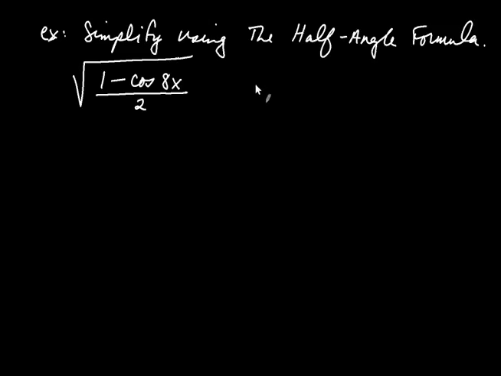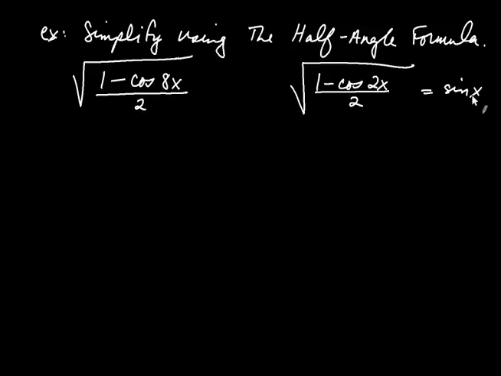Let's simplify using the half angle formula. The first thing I notice is it has a form that we recognize. It looks a whole lot like the square root of 1 minus cosine of 2x over 2. Now, I know that that's equal to sine of x. What's important to notice here is that whatever you have here, this is double that. It doesn't matter what it is, as long as you recognize that when you take this, you double it to get whatever that is.